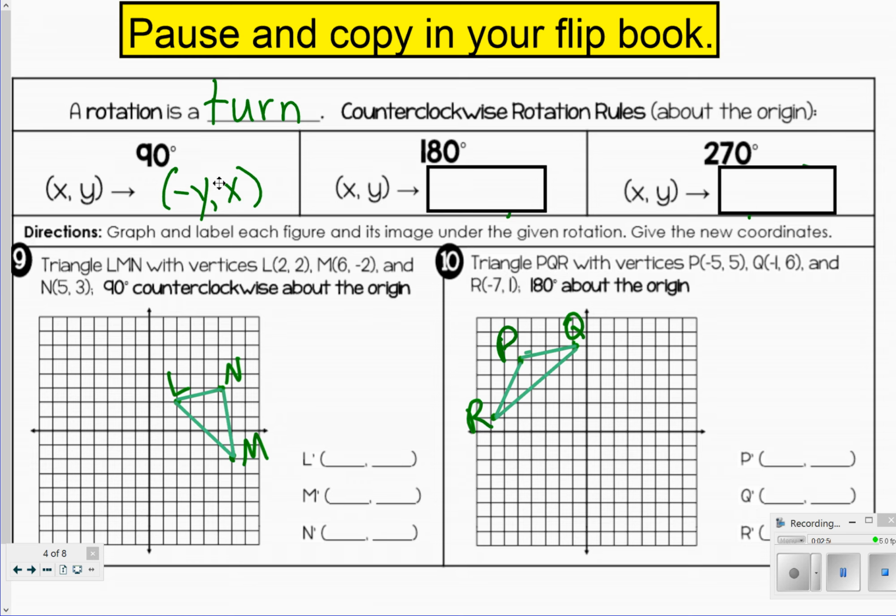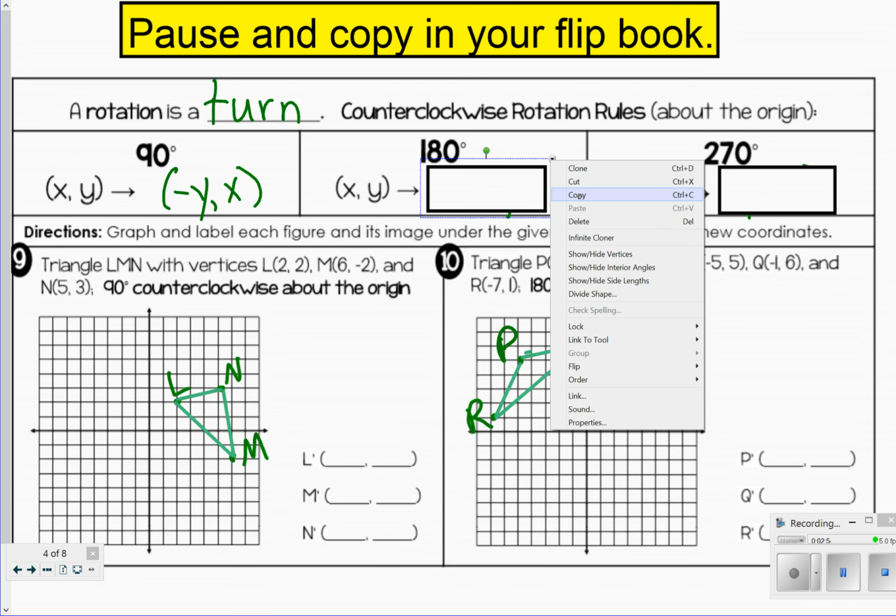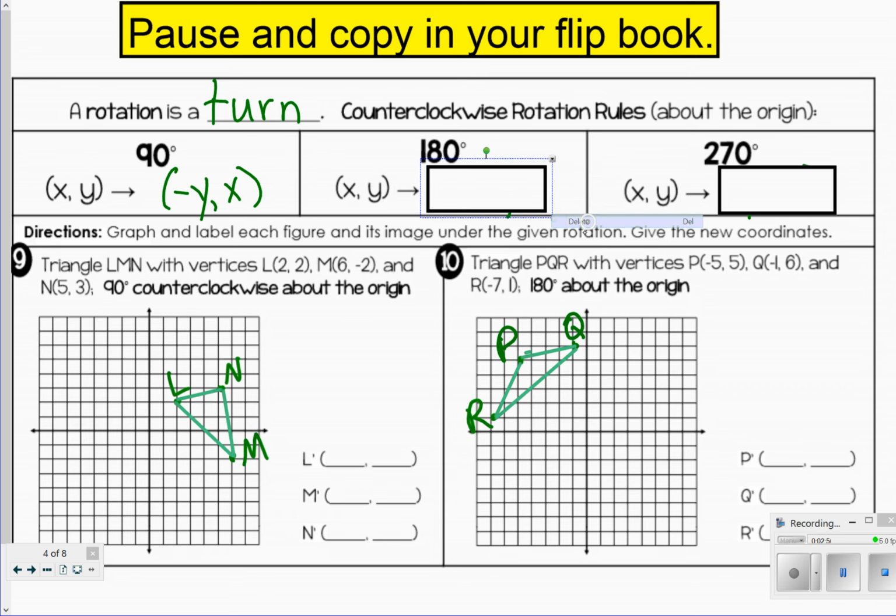Well, if it turns 180 degrees, that's two turns. So that would be in the opposite quadrant of where it is now. So the x and the y will stay in the same order, but we change the sign of them. So if they were positive, now they're negative. If they were negative, now they're positive. Again, it will be in the opposite quadrant on the coordinate plane from where it is now.